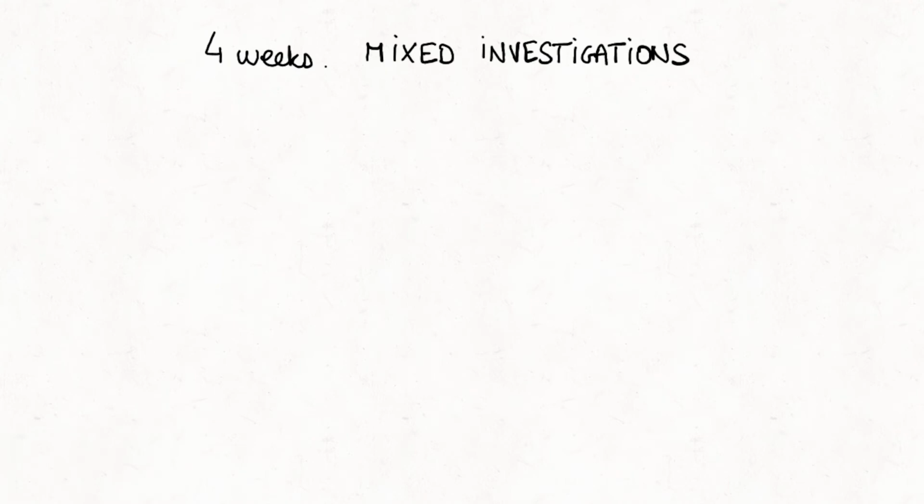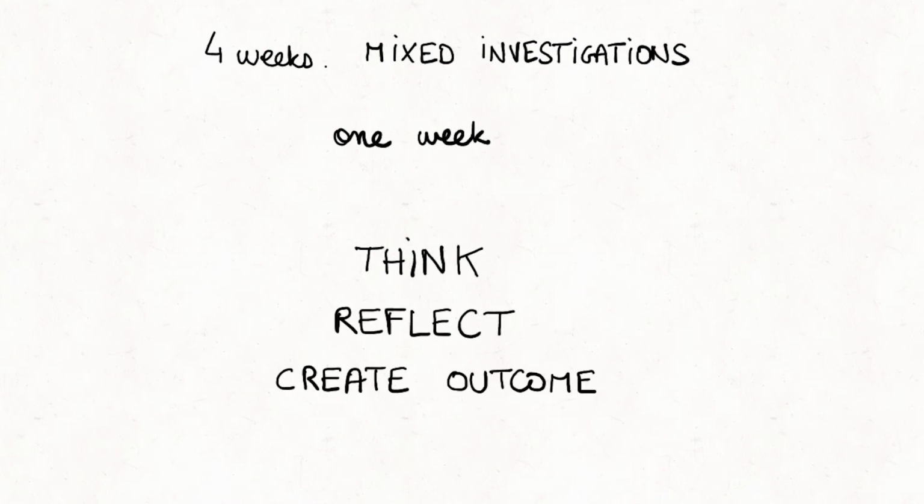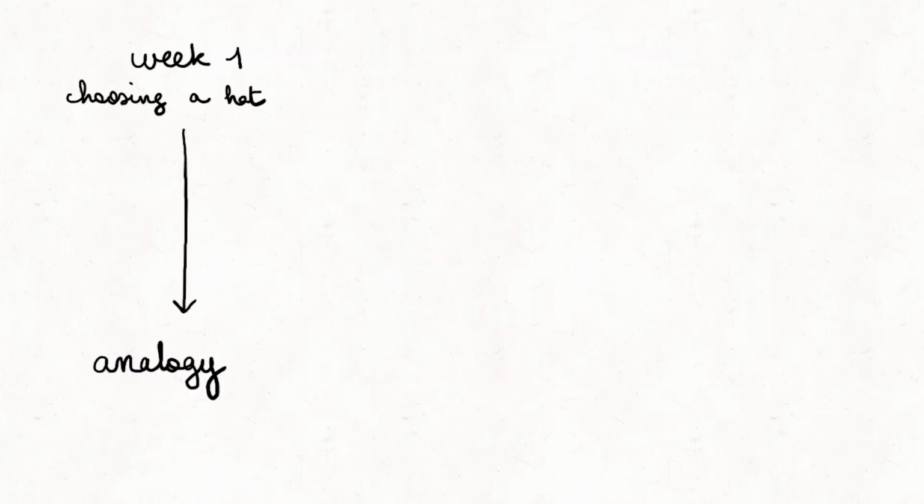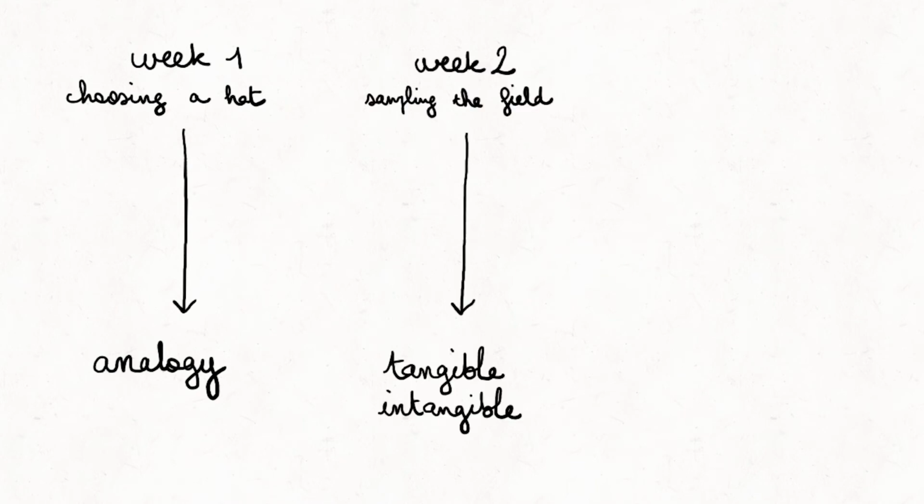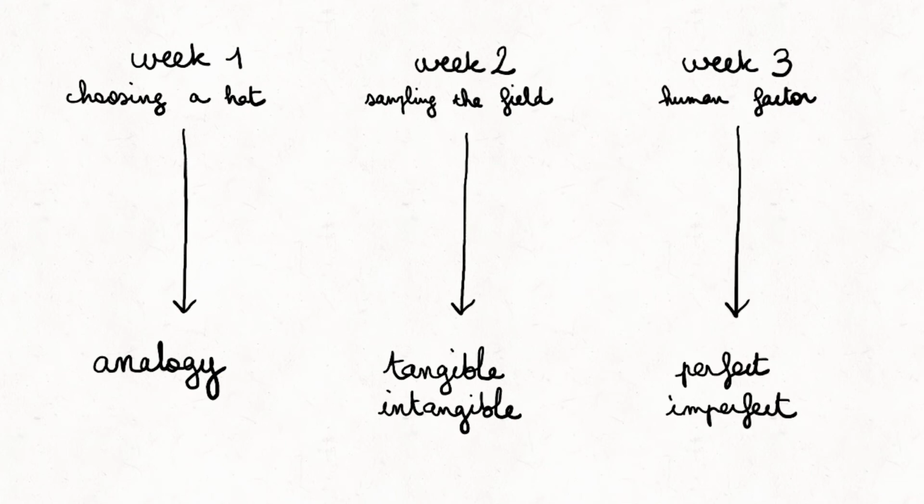After those 4 weeks of mixed investigation and methods, we had 1 week to think, reflect, and create an outcome. So looking back at my investigations, I wrote down the conclusion of every exercise. Week number 1, choosing a hat: I need to work with an analogy. Week number 2, sampling the field: the intangible site is emerging from a tangible site. Week number 3, human factor: notion of perfect and imperfect elements.